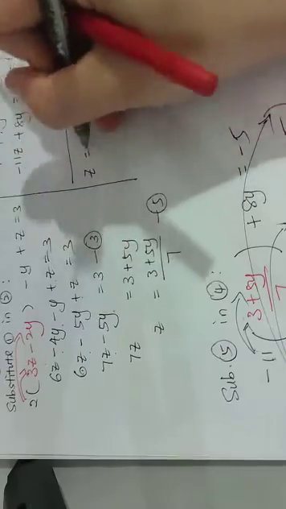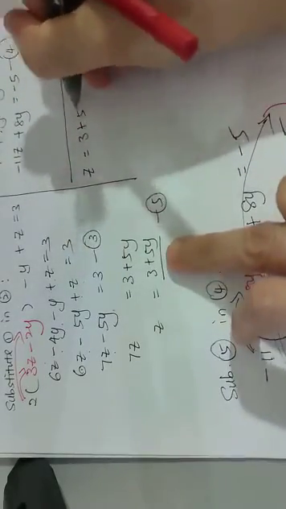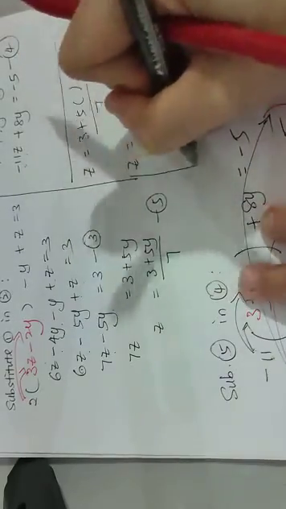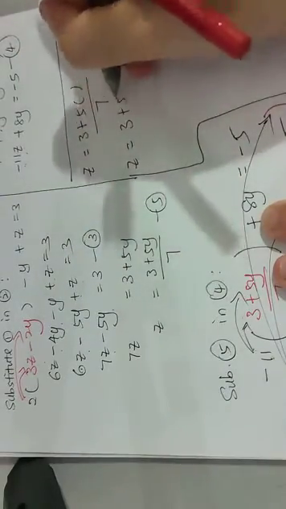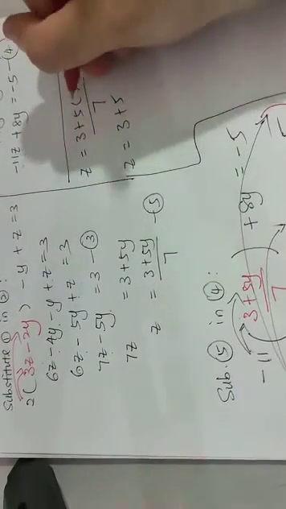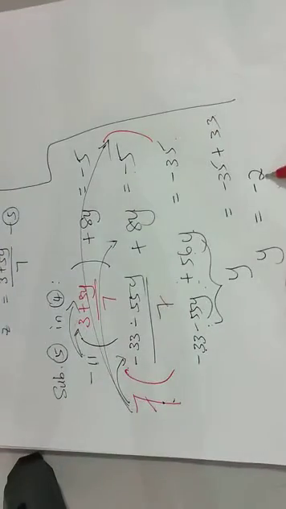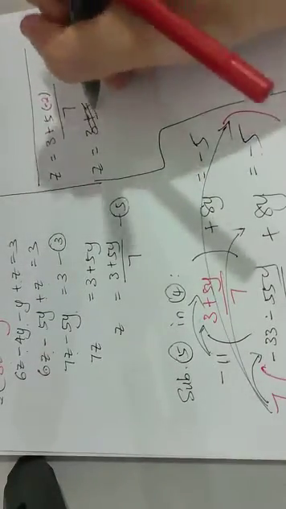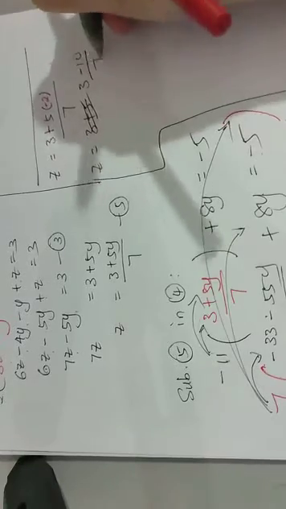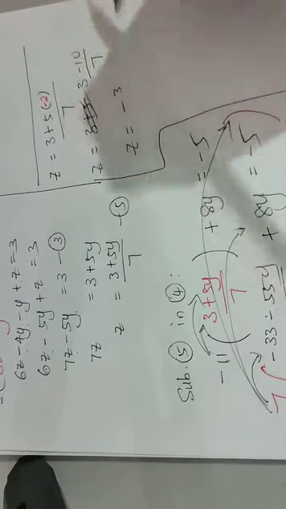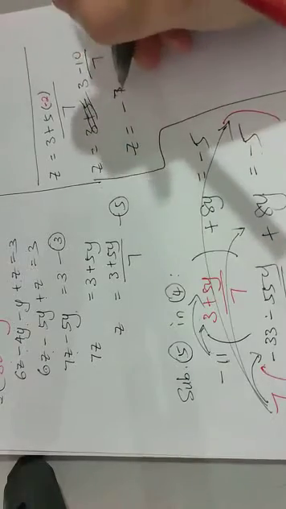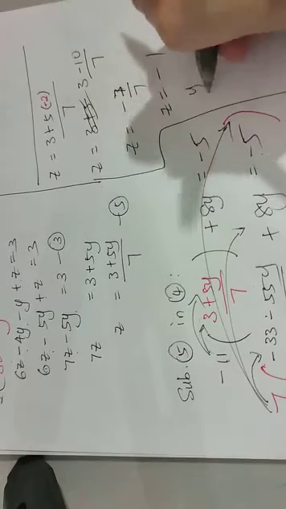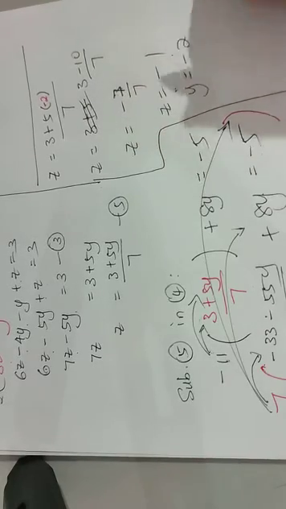So z equals 3 plus 5y over 7. Your y is negative 2, so substitute y equals negative 2. Sorry, this one will be 3 minus 10 over 7. So negative 7 over 7. You will get z equals negative 1. So you have y equals negative 2, z equals negative 1.